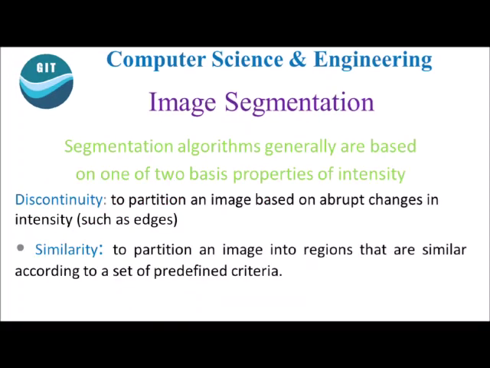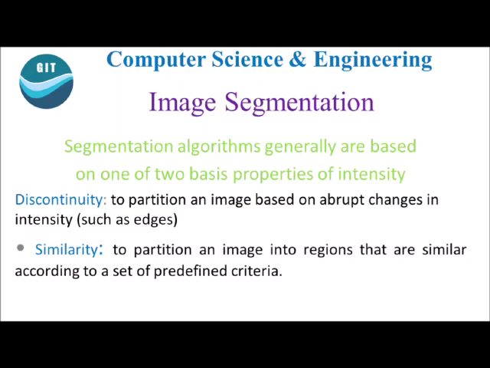Now, image segmentation algorithms generally are based on two basic properties of intensity values: discontinuity and similarity. In the first category, discontinuity, the basic approach is to partition an image based on abrupt changes in intensity, such as edges in an image.